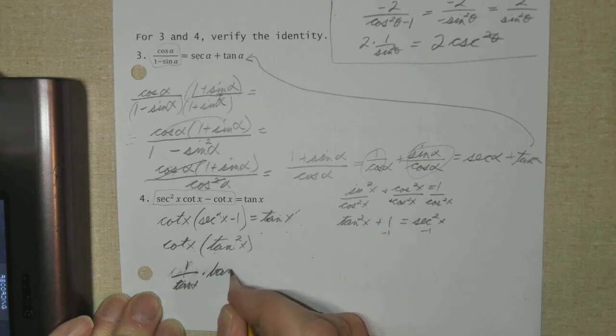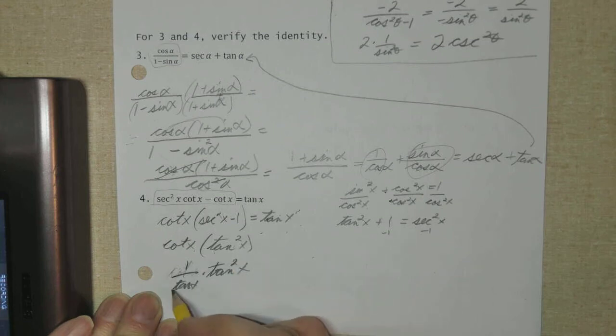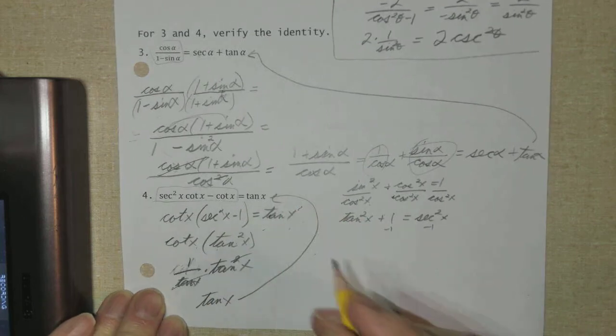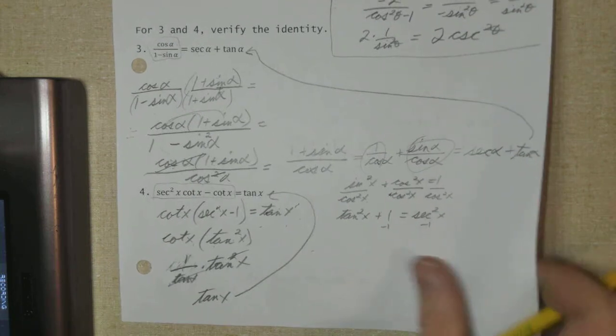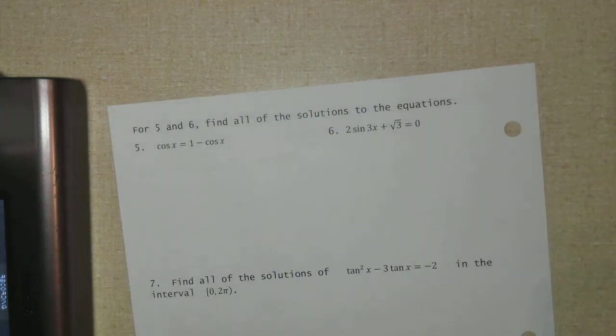Times tangent squared x. One of these tangents cancels with one of those, and we're left with tangent of x, which leads us back to here. Okay. Now, next part here.